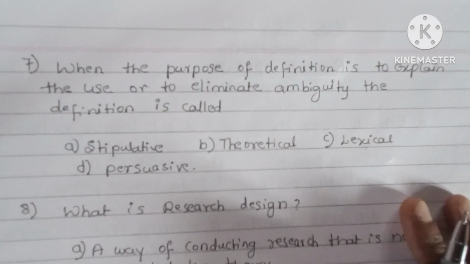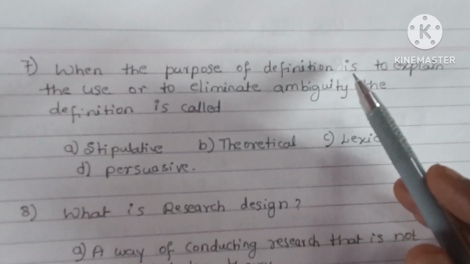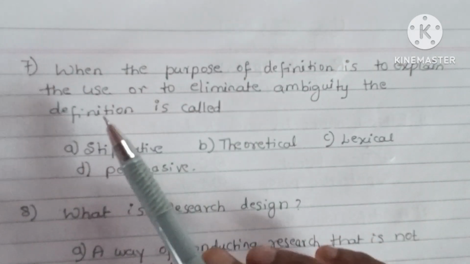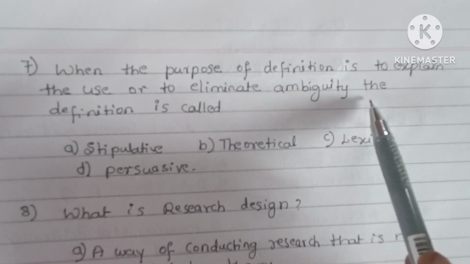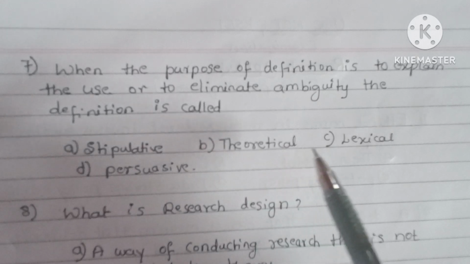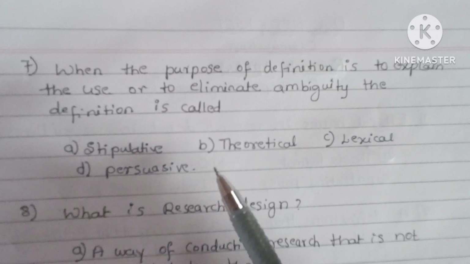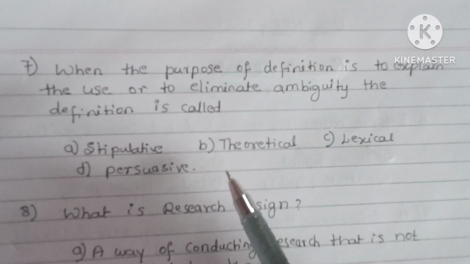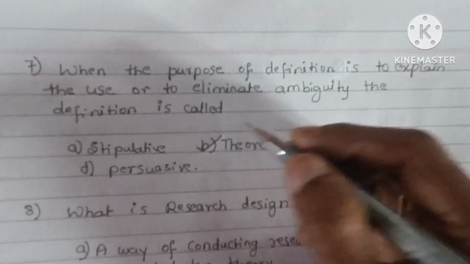Next, come to the seventh question. When the purpose of a definition is to explain the use or to eliminate ambiguity, the definition is called stipulative, theoretical, lexical, or persuasive. For this question, the answer is theoretical. Option B is the right answer.